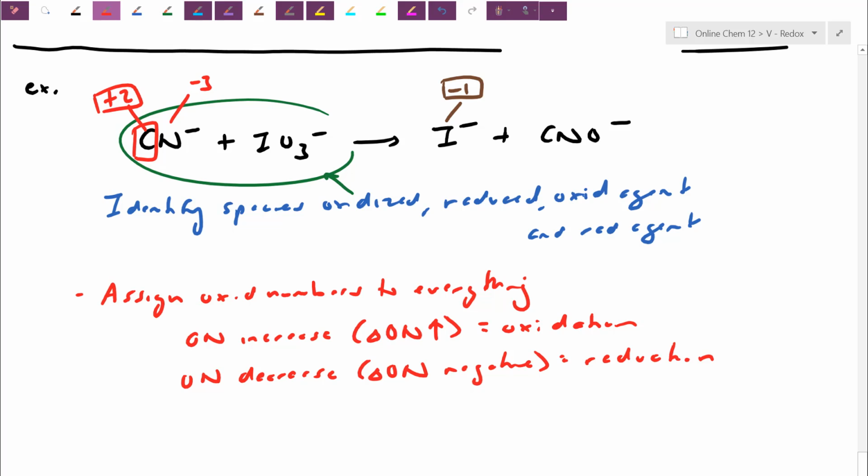Is that a real charge? No. Let's go on here, IO3 minus. The oxygen is usually going to be -2. There's 3 of them, that makes -6. Iodine minus 6 has to give you a -1. Iodine is currently in the +5 state.